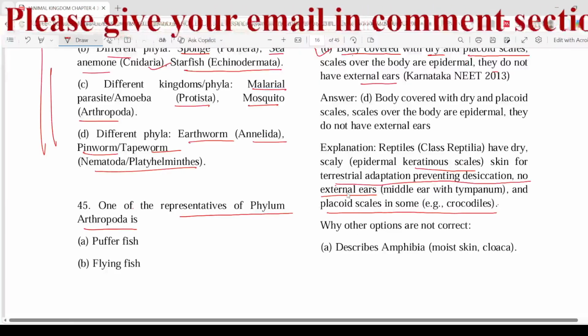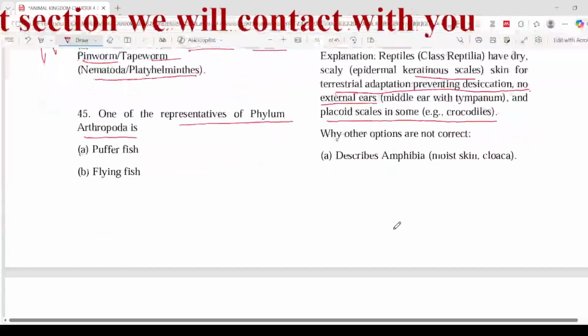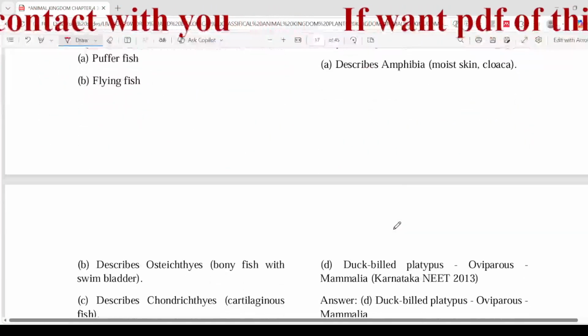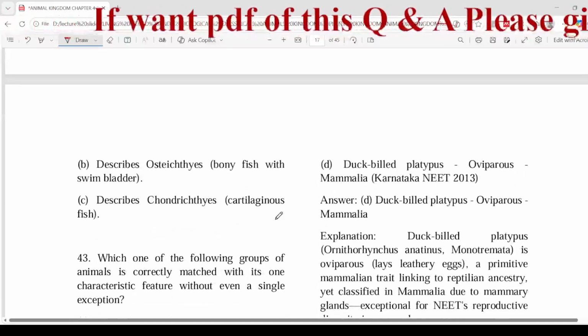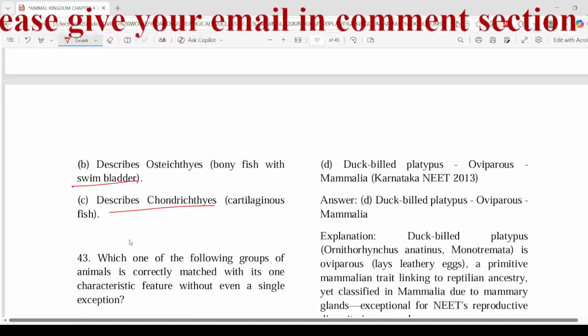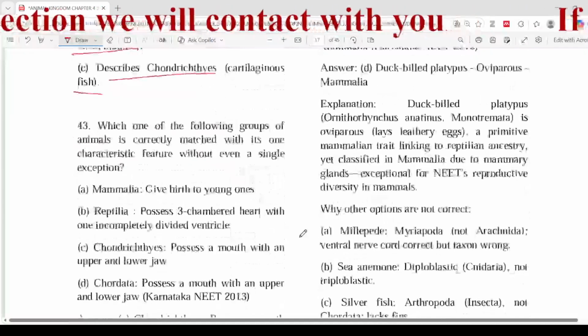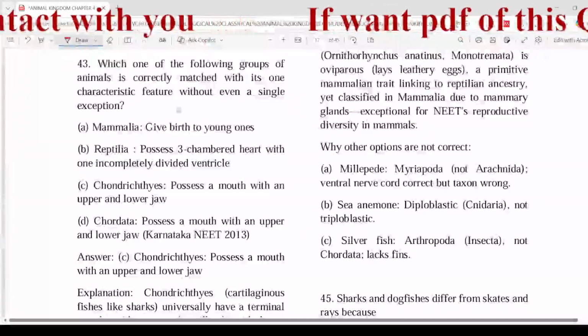And why are the other options not correct? Because amphibians have moist skin and cloaca; Osteichthyes, bony fish, have a swim bladder, so Osteichthyes is not correct. Chondrichthyes are cartilaginous fish. So the next question is here.